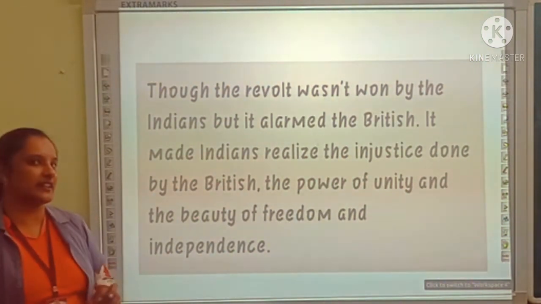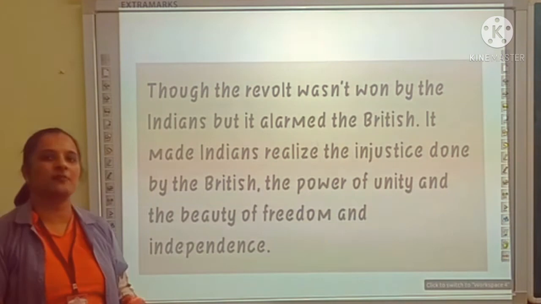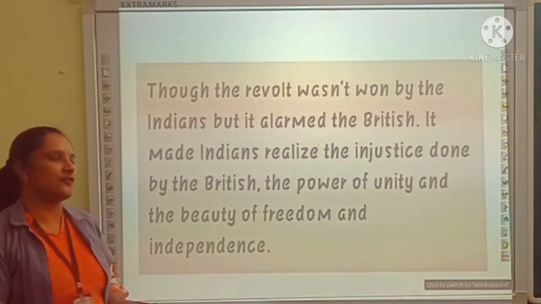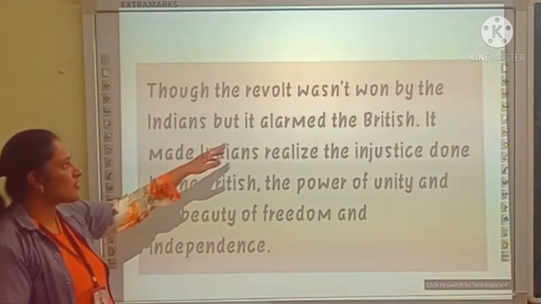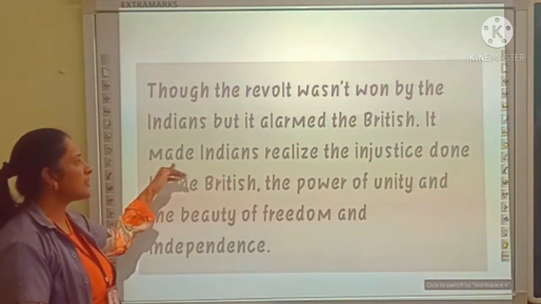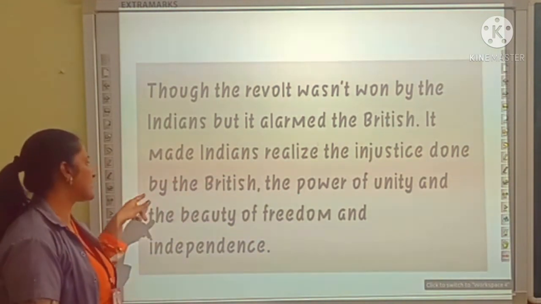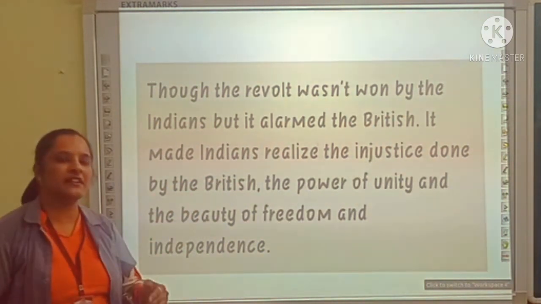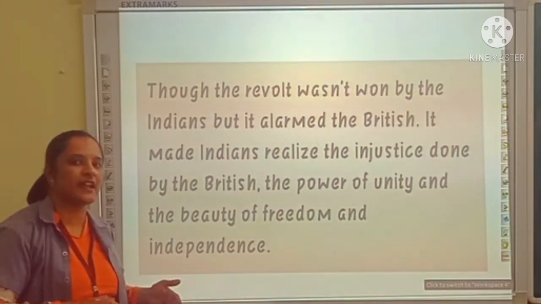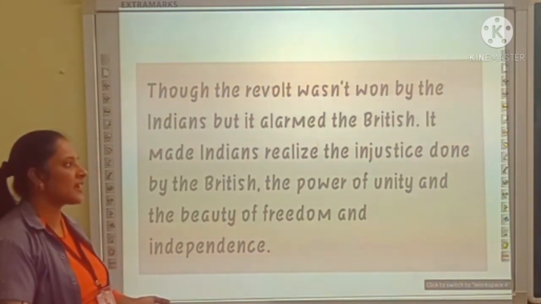They got a warning that India is never going to sit quietly. So we should be careful, more careful. Though the revolt wasn't won by the Indians, it alarmed the British. It made Indians realize the injustice done by the British, and awareness was created among Indians about what the British had done to them, how badly they had treated them.